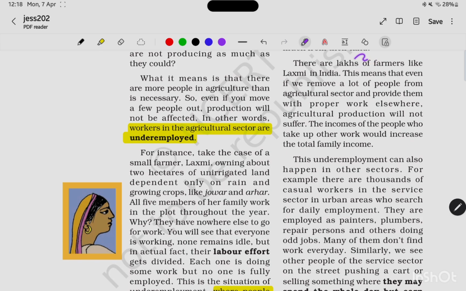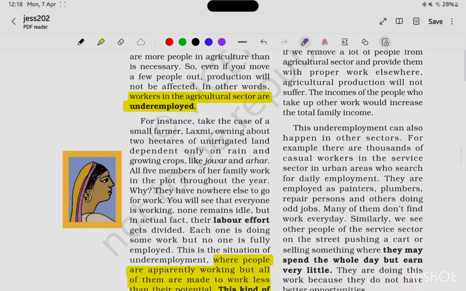There are lakhs of farmers like Lakshmi in India. This means that even if we remove a lot of people from the agricultural sector and provide them with proper work elsewhere, agricultural production will not suffer. The incomes of the people who will take up the other work would increase the total family income.